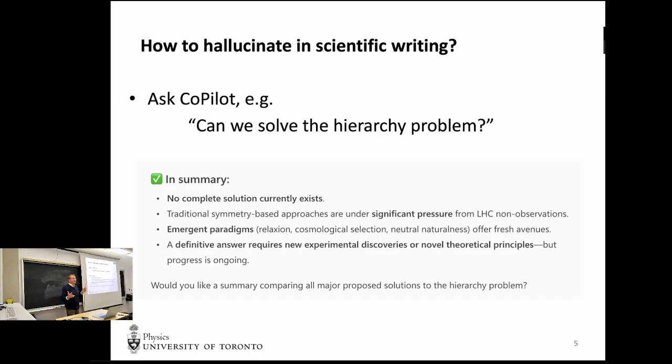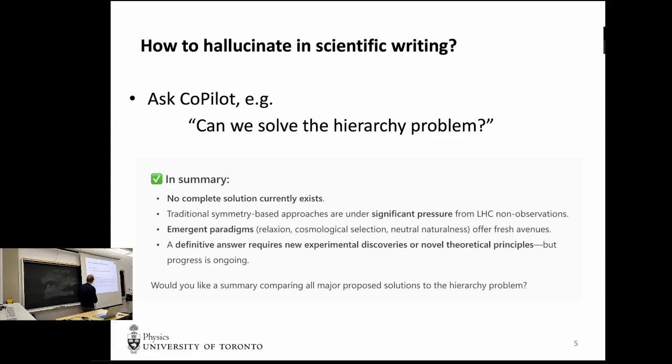So it's a big question. What does Copilot tell us when I ask? It says no complete solution currently exists. The real problem with this is, what do you mean no complete solution? It suggests that there's an incomplete or partial solution. There is zero solution to the hierarchy problem, right? It is a conceptual issue. There's not even an agreement that it's a problem. It's just part of the standard model, right?